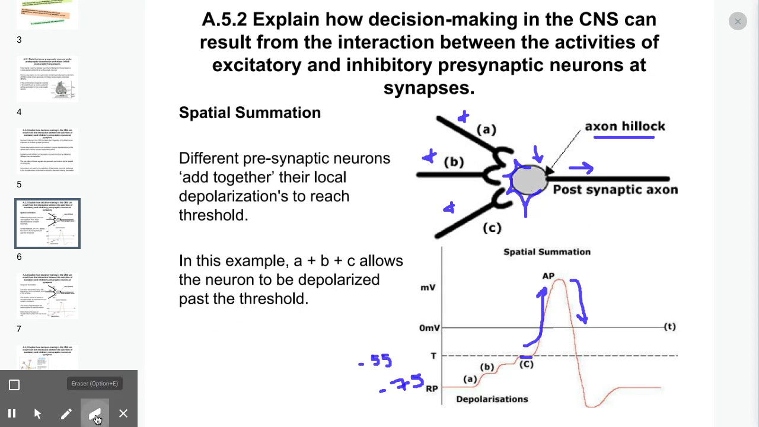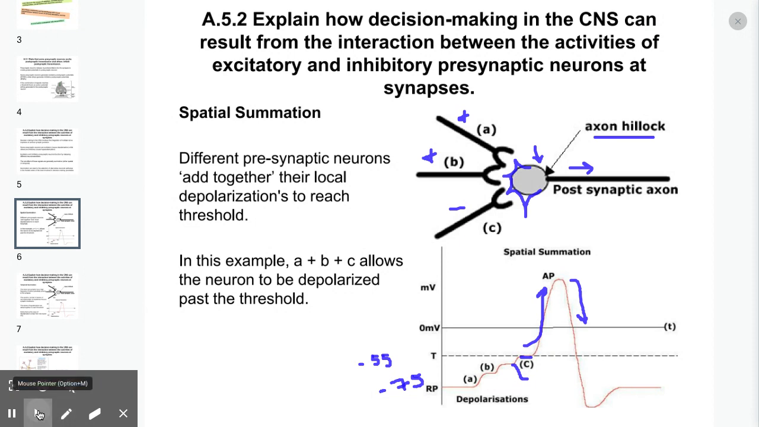It's possible that we don't have C. And maybe even C is an inhibitory presynaptic neuron. So we go A plus B, and then C is a negative, then we never reach the value we need, and the signal never gets sent.